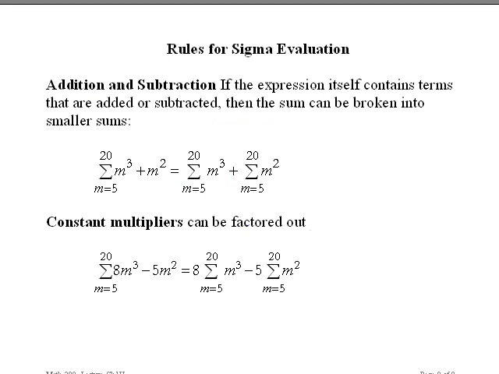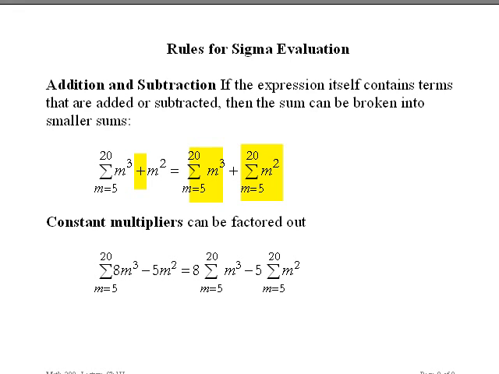There are 2 more rules for sigma notation. If in the formula that's being summed you have a plus or a minus, you can break the sum at the plus and minus and create 2 different sums. For example, here's one. This one just goes from 5 to 20 over m cubed. Then you can do this other one separately.